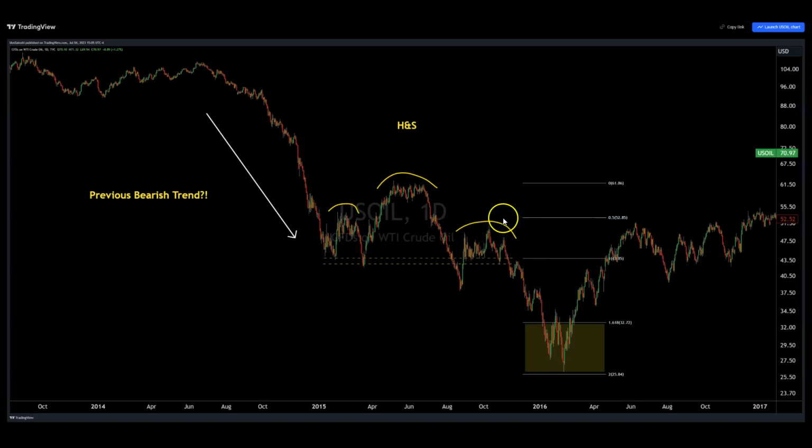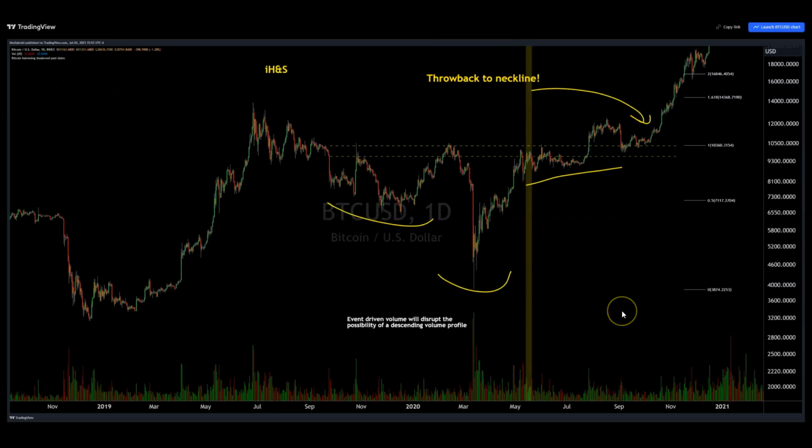Again, until it's above that right shoulder, this is a mess, right? This is diagonal. It's sloppy, whatever. But until this is above the right shoulder, I am not bullish or expecting a bullish reversal in any way, shape, or form. Here's another inverted head and shoulders around COVID lows. Event-driven volume will disrupt your volume profile, right?